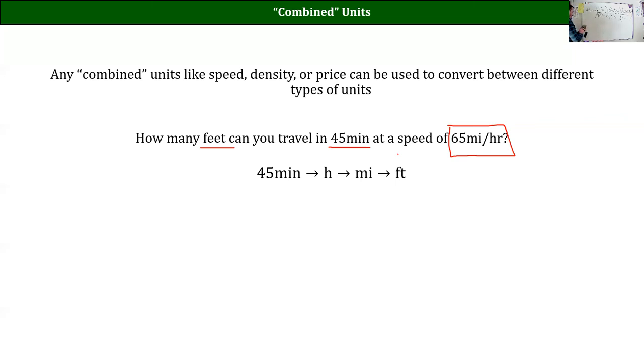So 45 over 60 times 65 times 5,280 gives 2.6 times 10 to the fifth feet.